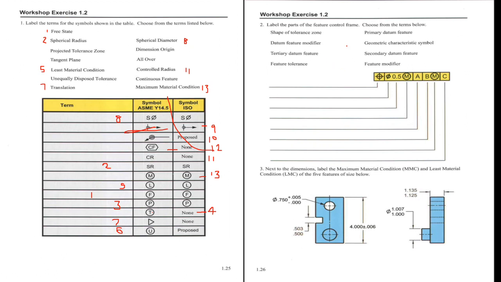And here, label the feature control frame. Okay, the parts of this feature control frame. This is a feature control frame, and the first one is our. Okay, we will start from here.